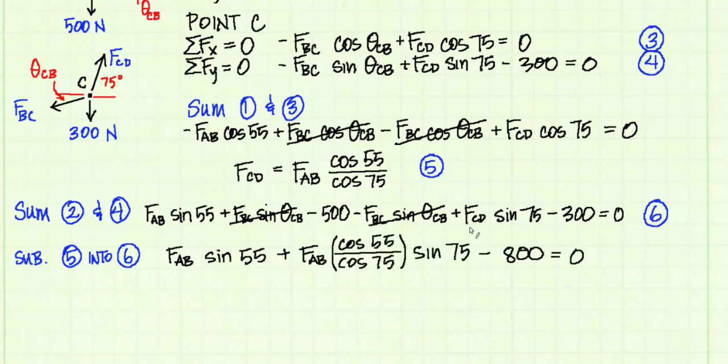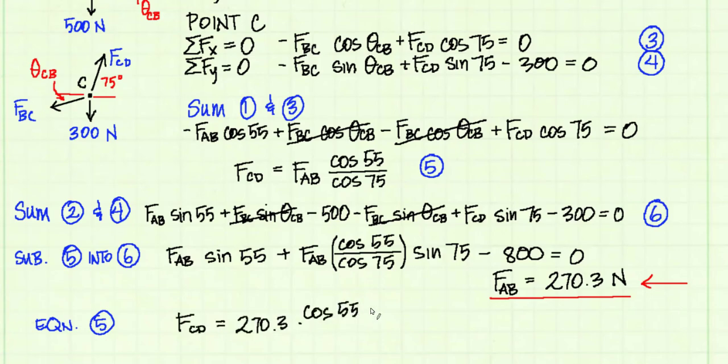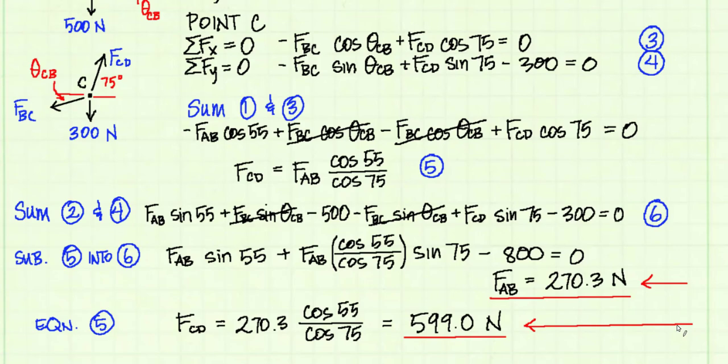So I've replaced FCD with FAB cosine 55 over cosine of 75. And then I've grouped the negative 500 and the negative 300. So now I'll solve for FAB, and I get 270.3 newtons. If I plug in my answer for force AB into equation 5, I get that force CD is equal to 599 newtons. We've solved 2 of our unknowns, and we've got 2 more to go.